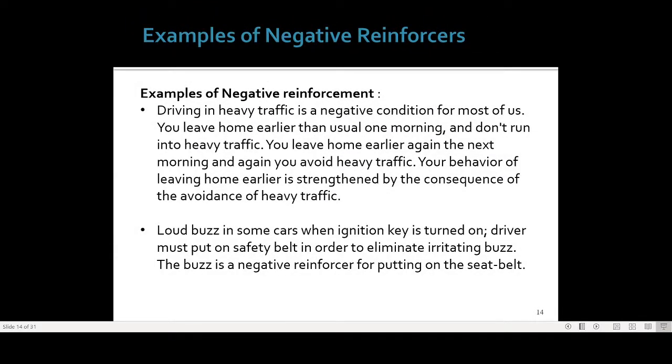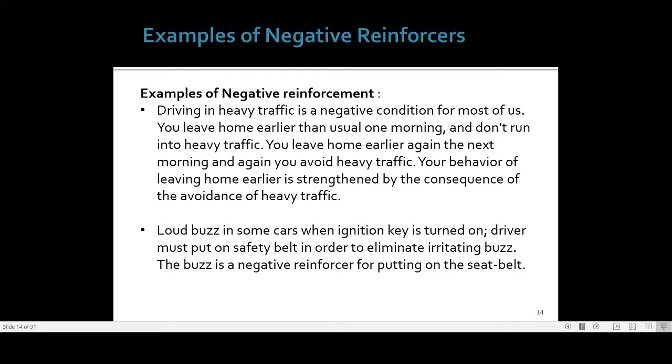Another example I can give you about negative reinforcement. A lot of students find it very difficult to understand the difference between negative reinforcement and punishment, but they're two different things. Driving in heavy traffic is a negative condition for most of us. So you leave home earlier than usual one morning, and don't run into heavy traffic. You enjoy that, because you can go to the office without getting into heavy traffic. Now next time you leave early again, the next morning, to avoid the heavy traffic. Your behavior of leaving home earlier is strengthened by the consequence of avoidance of heavy traffic.